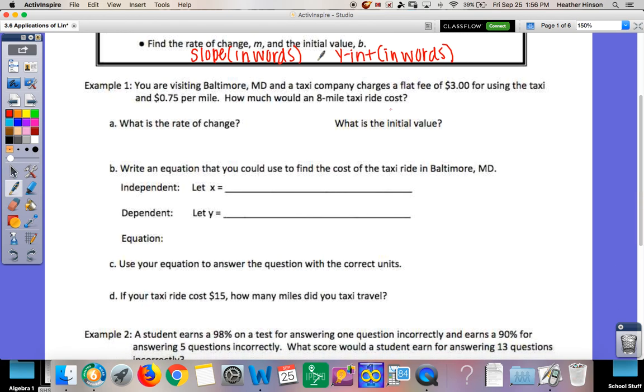So for example 1, you're visiting Baltimore, Maryland, and a taxi company charges a flat fee of $3 for using the taxi and 75 cents per mile. How much would an 8-mile taxi ride cost?